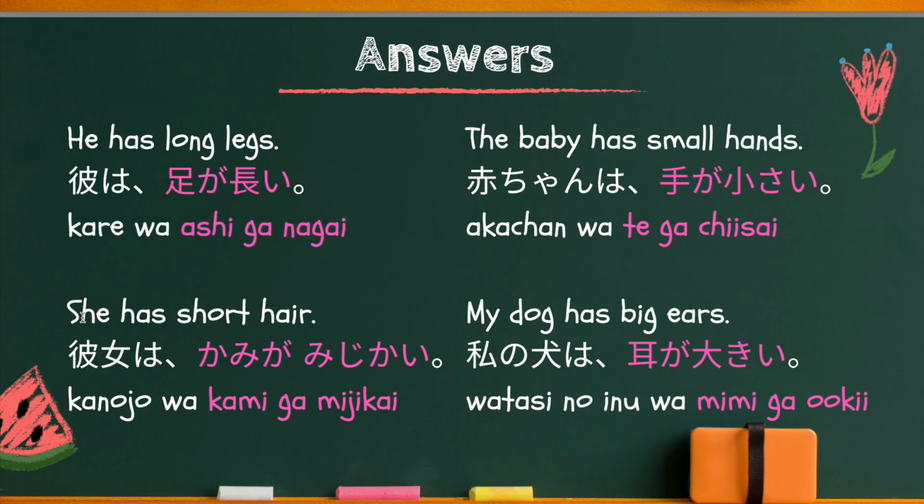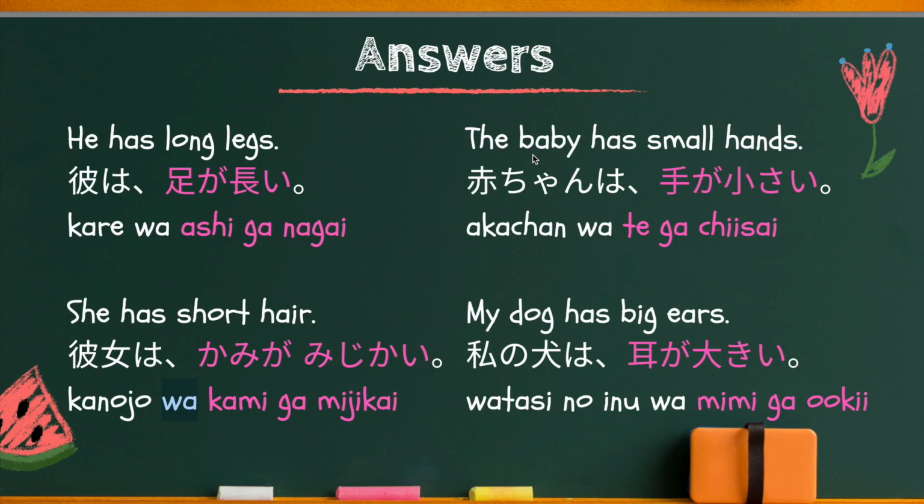Next one. She has short hair. 彼女は髪が短い。Now the body part we are talking about is hair, 髪。Therefore, body part が then lastly adjective 短い, short. And because the topic of the sentence is 彼女, it's 彼女 plus wa particle.